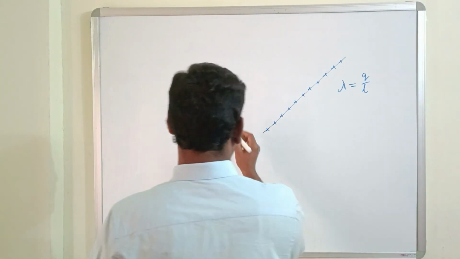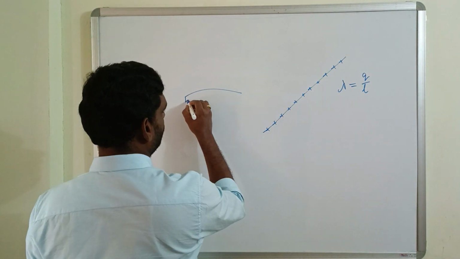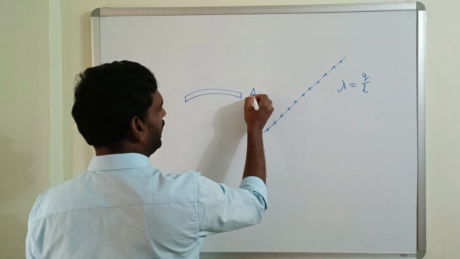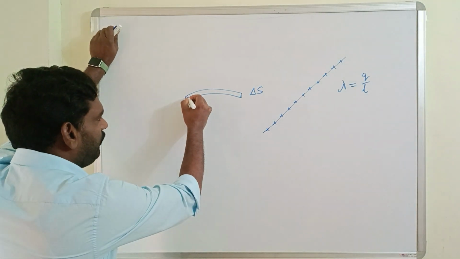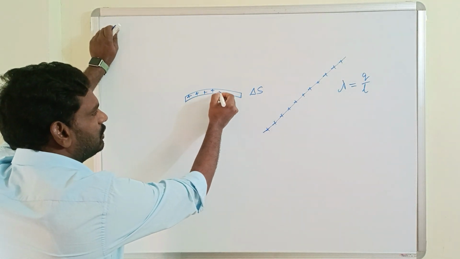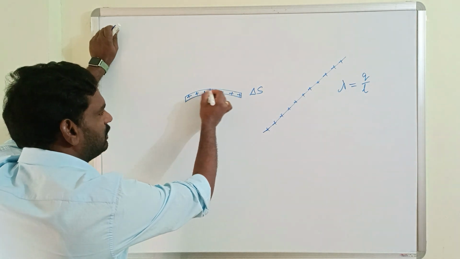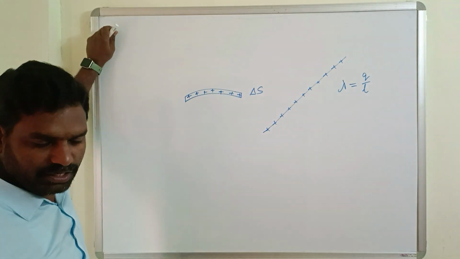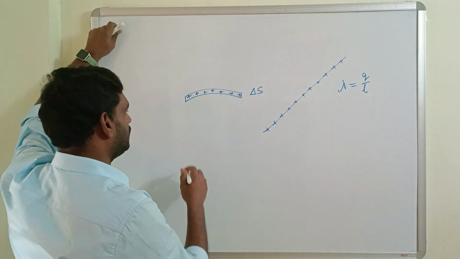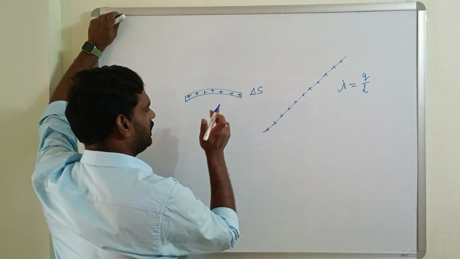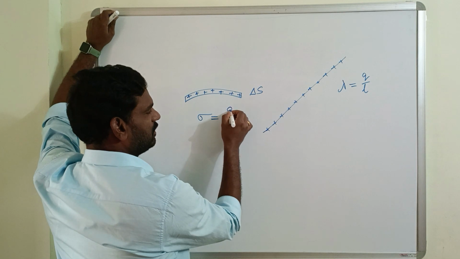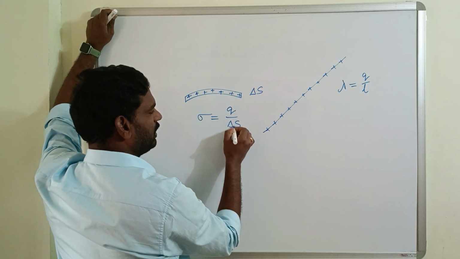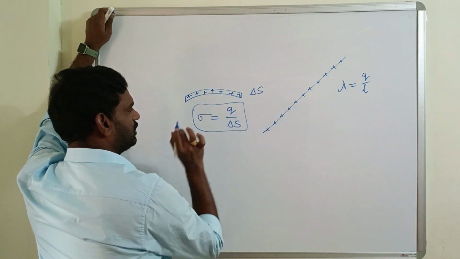And also we have seen what happens when we take a slab with area delta S. If this slab has some charge, then the total charge in this given area element, charge per unit area, is called surface charge density. Charge per unit area is surface charge density.